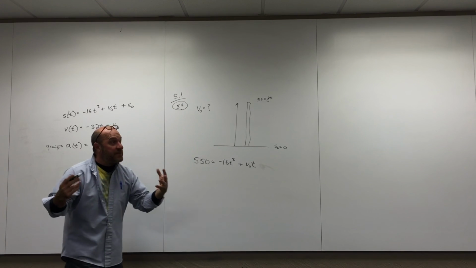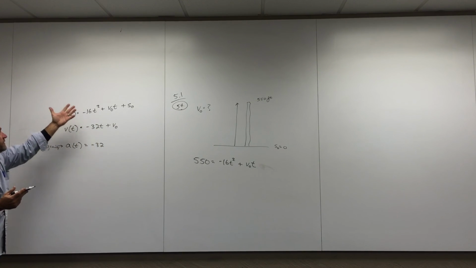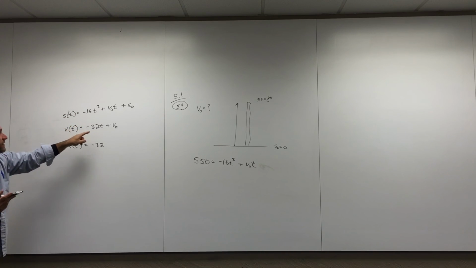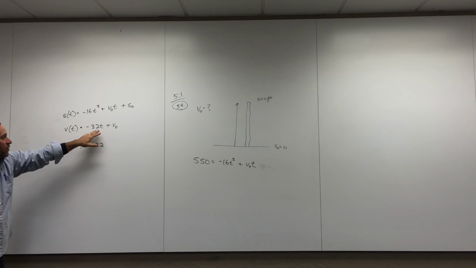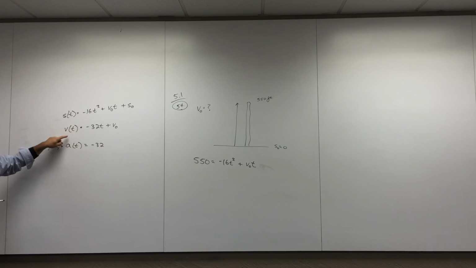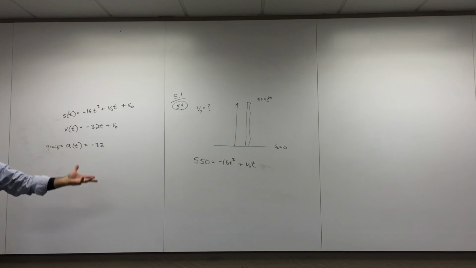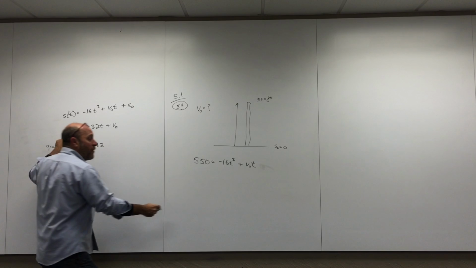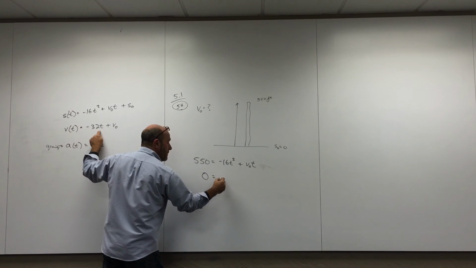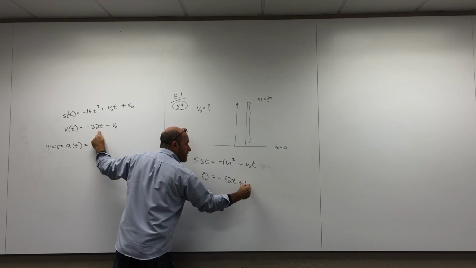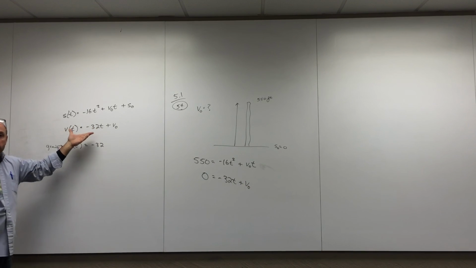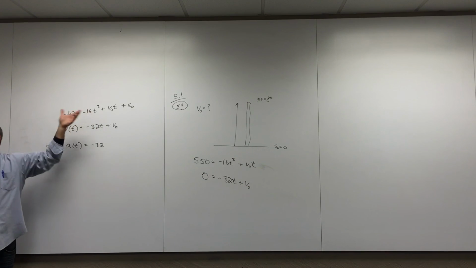And what happens at max height? You stop moving for a second. In other words, the velocity is 0 when you hit max height. So that's the second idea we need. We want the height to be 550, but when we reach that height, we want it to be max height. We want to stop for a second. So I want the velocity equation here to be 0. I want my velocity to be 0, and I want my height to be 550.